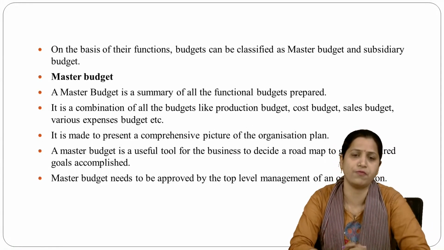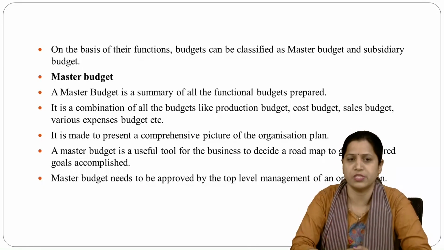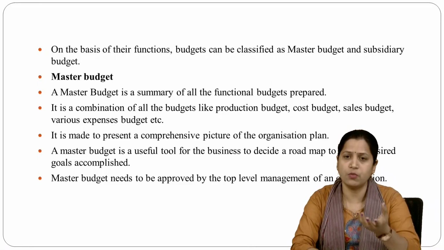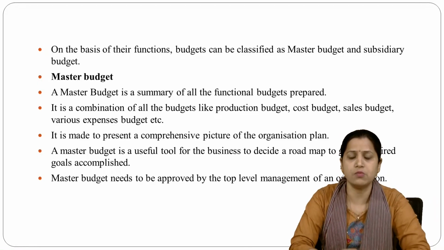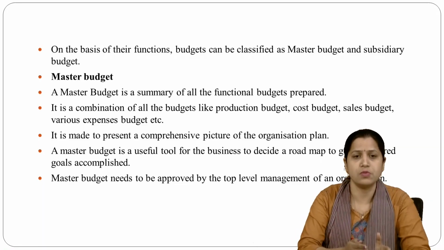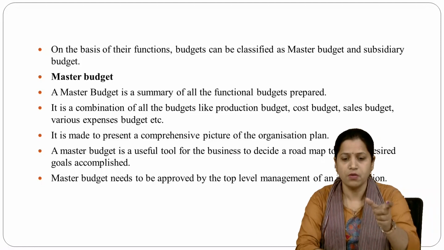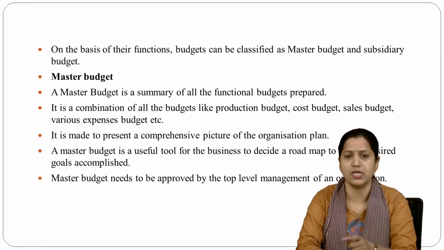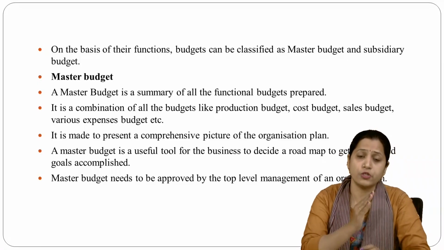Now on the basis of their function, budgets can be classified as master budgets and subsidiary budgets. So here, students, as per the name, you can get the meaning: master budget and subsidiary budgets. So what is the meaning of master budget? A master budget is a summary of all the functional budgets prepared. It is a combination of all the budgets.